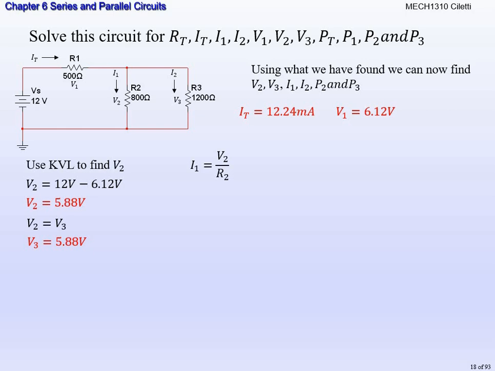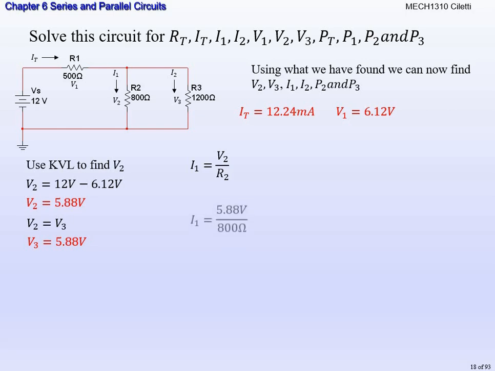That's advantageous because now we can just use Ohm's law to find the currents I1, which goes through R2, and I2, which goes through R3. We can use Ohm's law. V over R equals I. And it's voltage and resistance specific to that resistor.